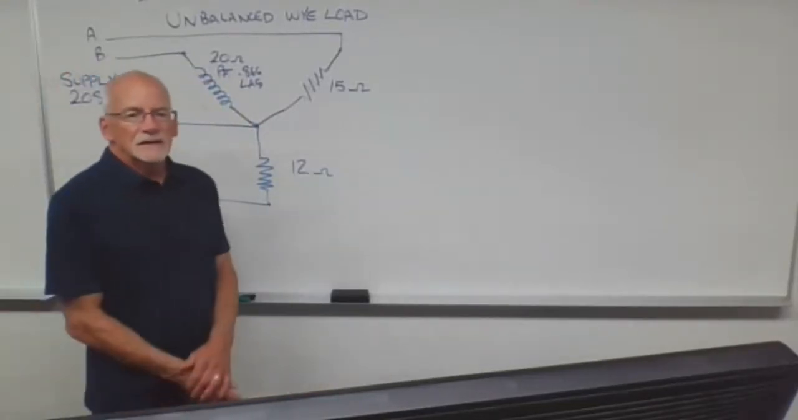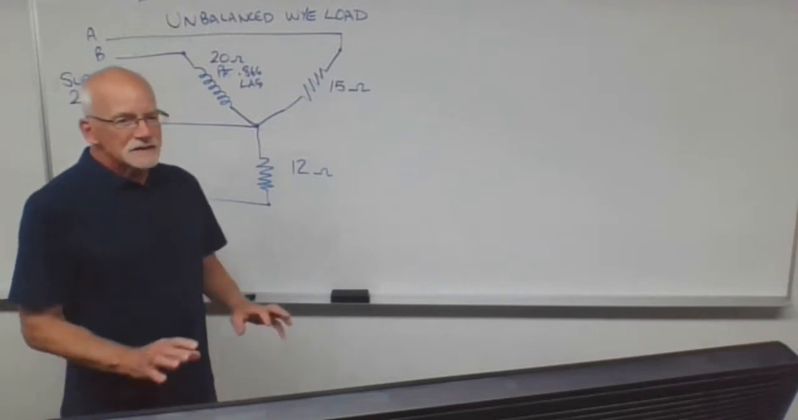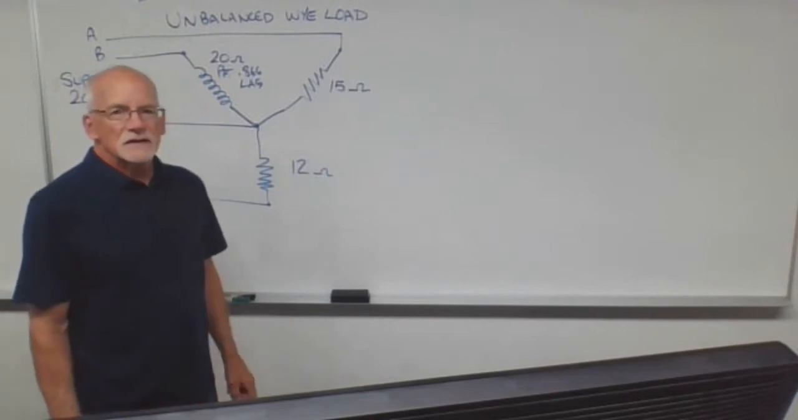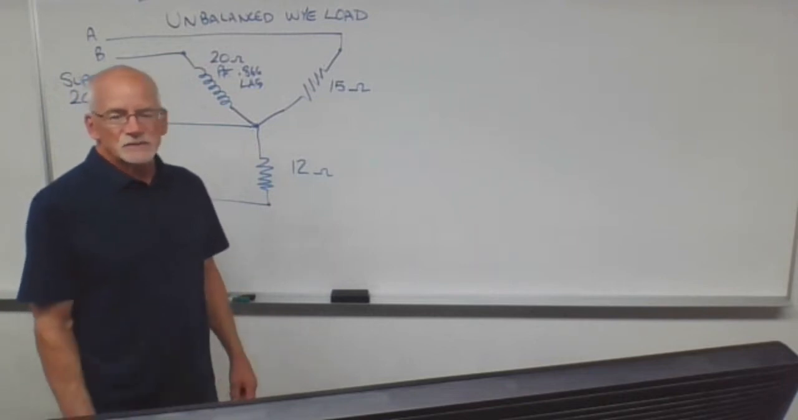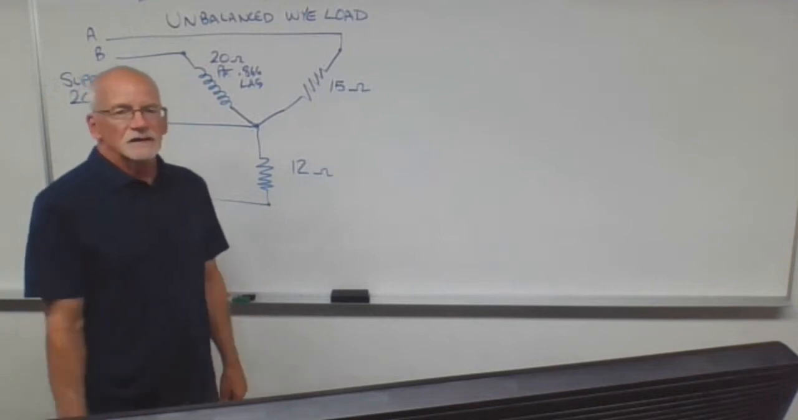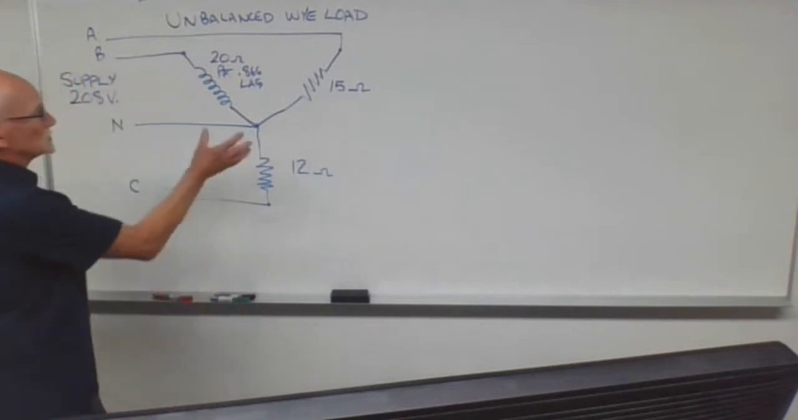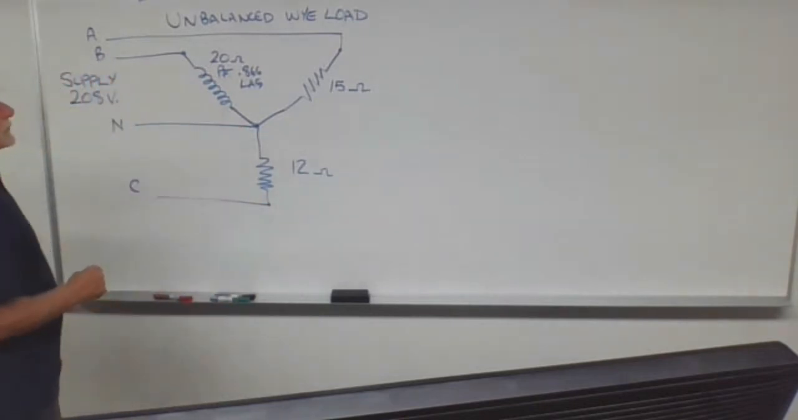Okay, in this example, we're going to look at a fairly simple unbalanced Y load and look at how we determine currents in this load, what the relationship between currents and voltages are, and how to find the neutral current. That's probably the toughest thing to find in a circuit like this. I have the circuit drawn up on the board.